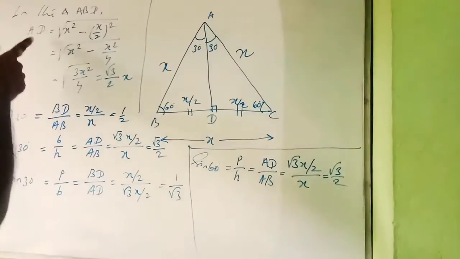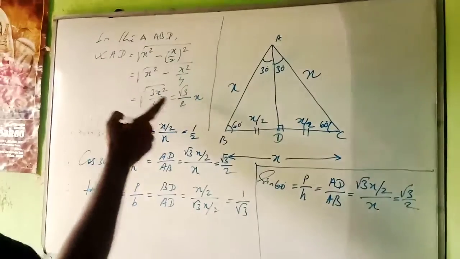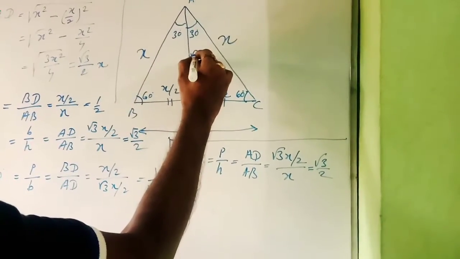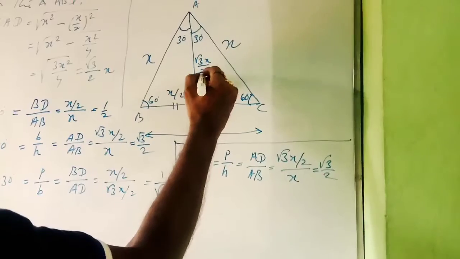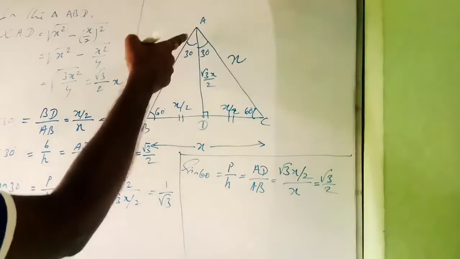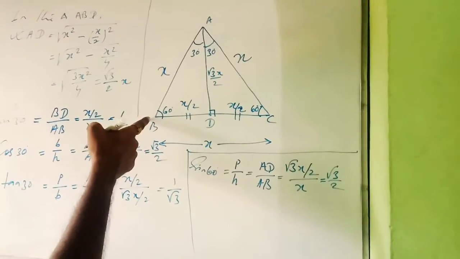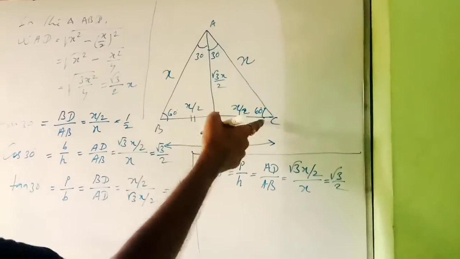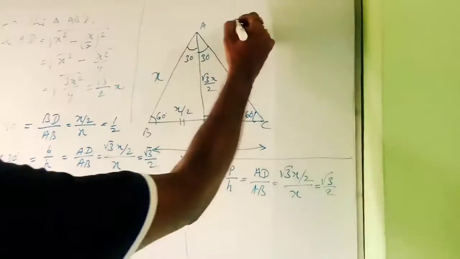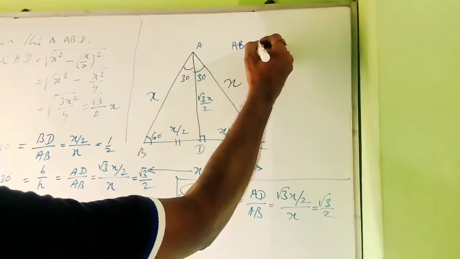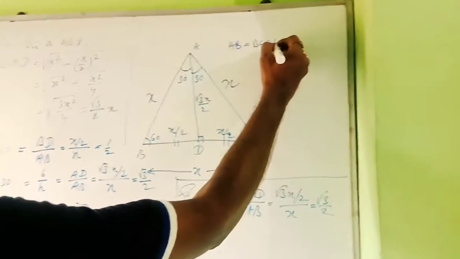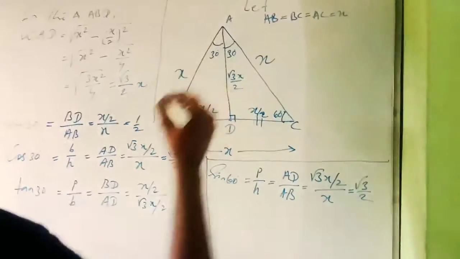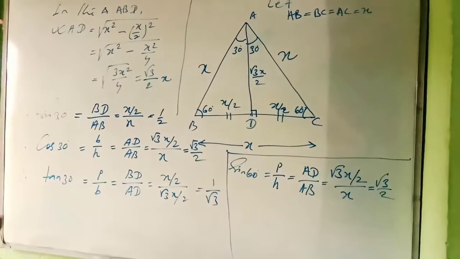AD, already I have calculated here. AD means root 3x by 2. That you have to put here. AD value is root 3x by 2 right here, because equilateral triangle means all the sides are equal. Let the side of the triangle be x. I have taken x. That means AB equal to x, AC equal to x, BC also equal to x. Right here, all the sides of an equilateral triangle AB, BC, AC are equal to x. Yes or no? I have taken all the sides to be x.